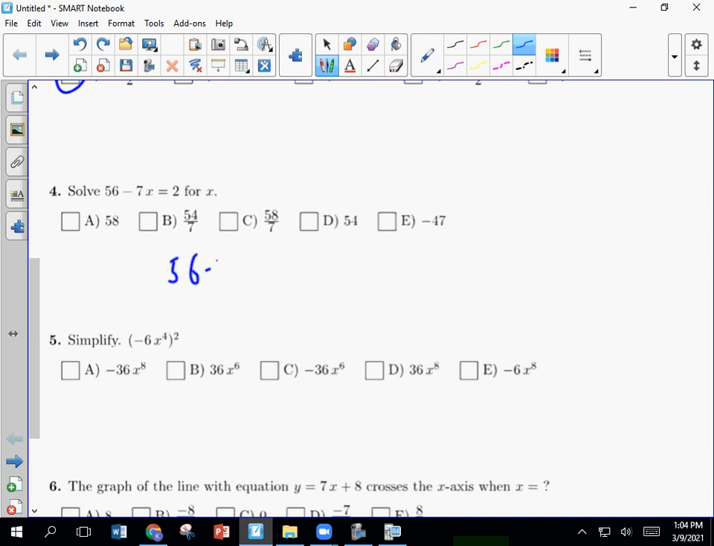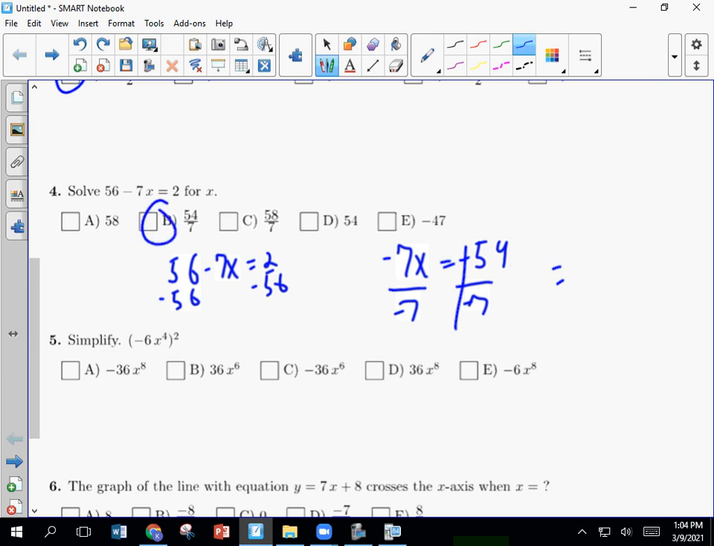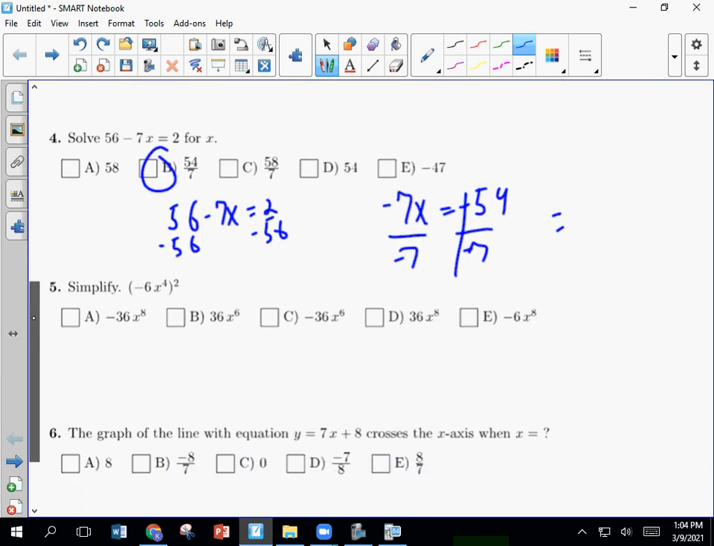So 56 minus 7x equals 2. So we're going to move the 56 to the other side first. Negative 7x equals negative 54, and then divide both sides by negative 7. Negative divided by negative is a positive, so you're just looking at 54 over 7.